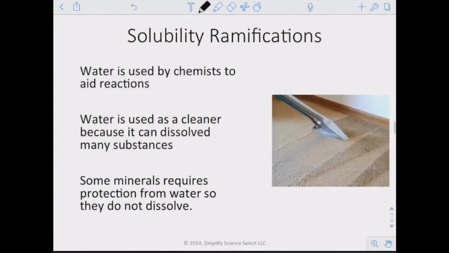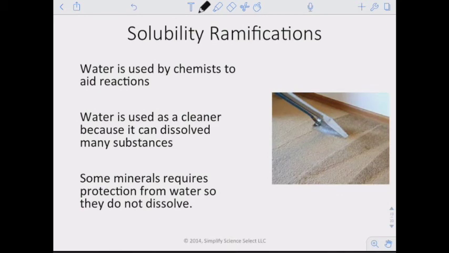The ramifications of solubility: water is used by chemists to aid reactions. It's not like a catalyst, but for a reaction to take place, if you put it in an aqueous form, meaning you make it dissolved in water, it'll happen at a greater rate. Now, water is used as a cleaner because it can dissolve many substances, and some minerals require protection from water so they do not dissolve.